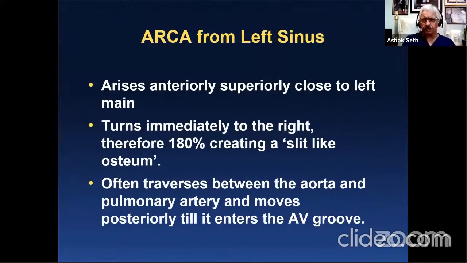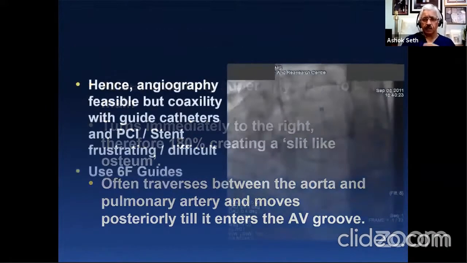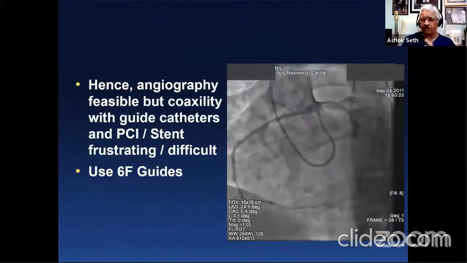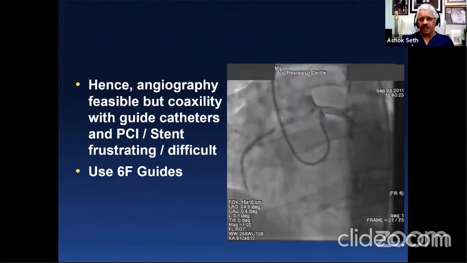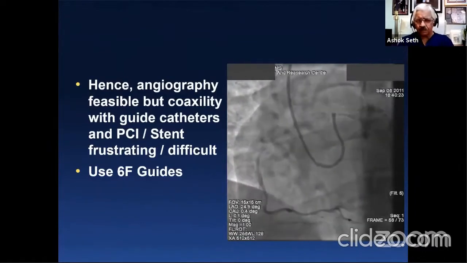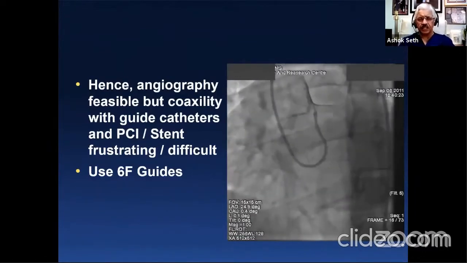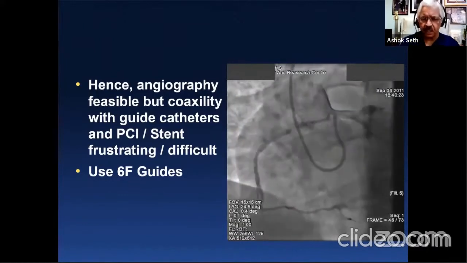Now, it arises superiorly close to the left main, and it takes this sharp turn backwards, creating a slit-like orifice, and it traverses commonly between the aorta and the pulmonary artery and moves posteriorly in the AV groove. And hence, angiography is feasible, but coaxiality of guide catheters, doing a PCI, getting stents are very frustrating, difficult.